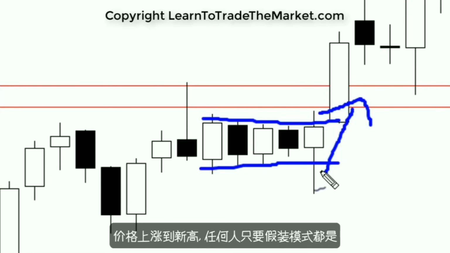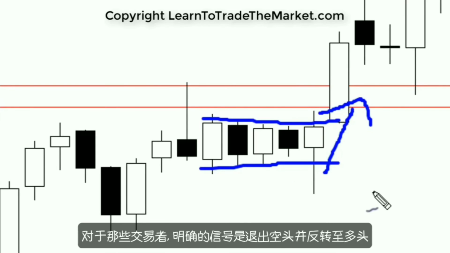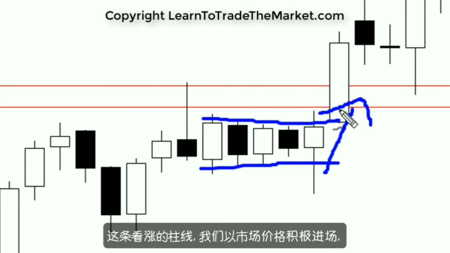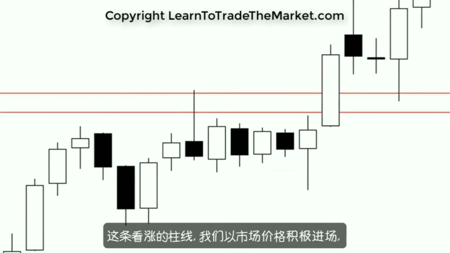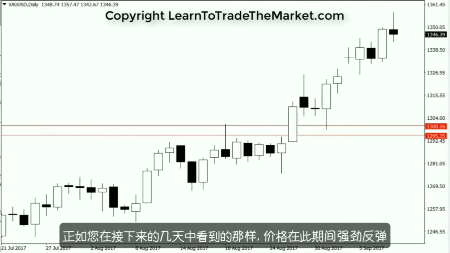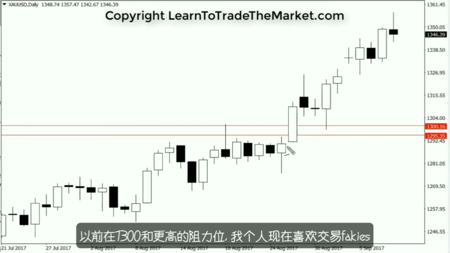Okay, for anybody short, the fakie pattern was a clear signal to get out of shorts and reverse to longs, and for those traders not in a trade, this was a clear signal to take a long position. At the close of this bullish pin bar, we took an aggressive entry at the market price, and as you can see in the following few days, prices rallied strongly through that previous resistance at 1300 and beyond.